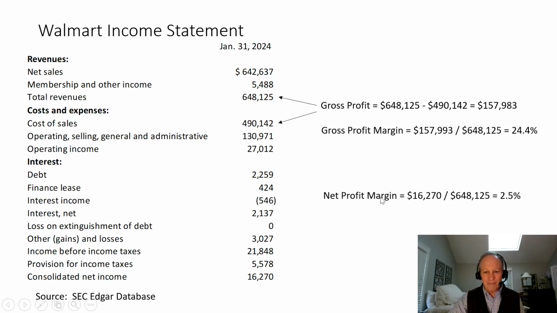So their net profit margin is going to be that $16.27 billion number right here, divided by their sales. It's 2.5%. That's a very low number. Okay, so anytime you walk into a Walmart and you hand Walmart a dollar, Walmart gets to keep in profit 2.5 cents of that dollar.